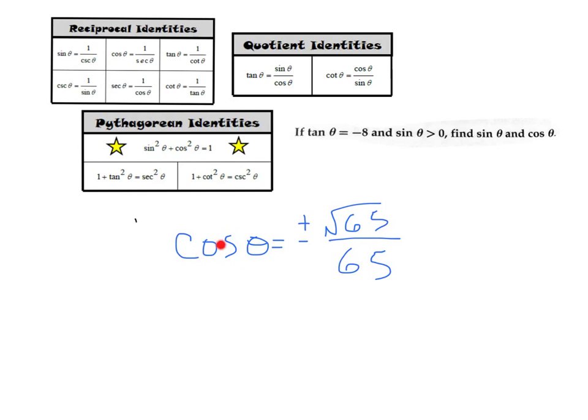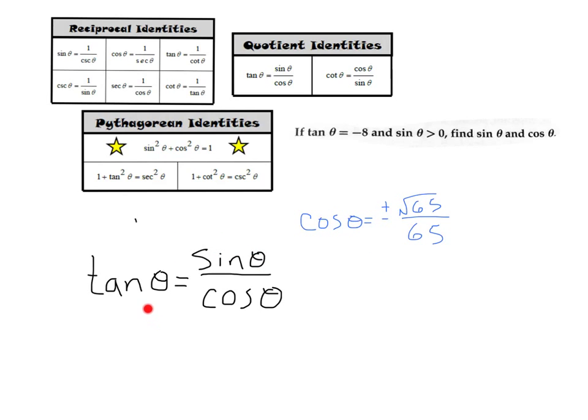So looking at this, we finally got cosine, but we have two options. It's either plus or minus. We need to narrow that down. So check this out. Using our quotient identity, tangent theta equals sine theta over cosine theta, we could narrow things down. We know tangent theta equals -8, so we know tangent here is negative. We also know that sine theta is greater than 0, so sine theta is positive.